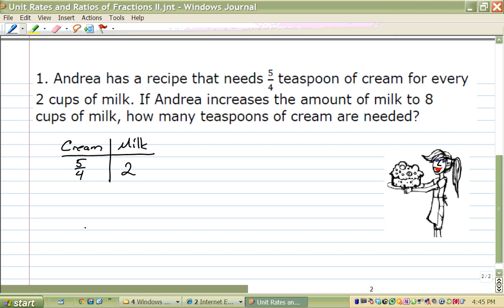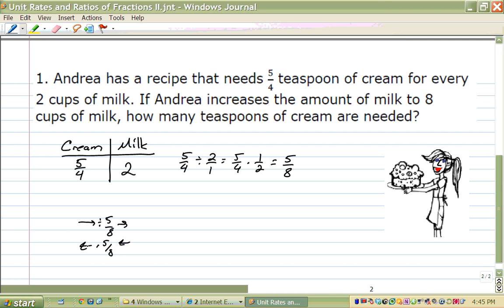Then I'm going to divide going this way. So I'm going to take 5/4 divided by 2, same as 2 over 1. This is equal to 5/4 times 1 over 2, which is 5/8. So going this way, I divide by 5/8. Going this way, I multiply by 5/8.